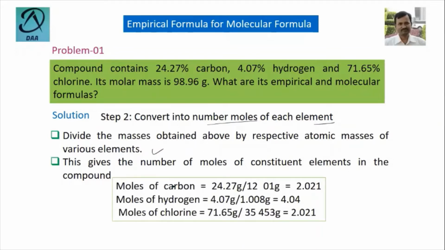In this case, the moles of carbon is 24.27 grams divided by 12.01 grams, so the result is 2.021 moles. For hydrogen, the moles is 4.07 grams divided by its atomic mass 1.008 grams, and the result is 4.04. In the same way, for chlorine, the weight 71.65 grams is divided by its atomic mass 35.453 grams, and the result is 2.021.